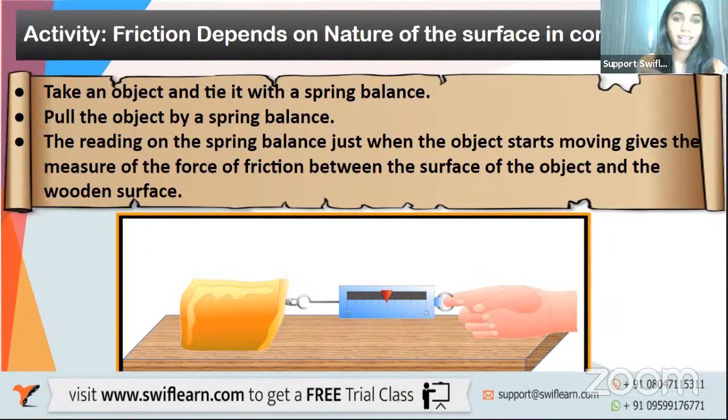Now, moving ahead, we are going to do a small activity. Take an object. The activity which we are going to learn today is that friction depends on the nature of the surface in contact, whether it's marble, whether it's jute, whether it's rough, whether it's smooth. So based on the nature of the surface, friction depends. Now how can we see that? Let us do a small activity to understand that friction depends on the nature of the surface in contact.